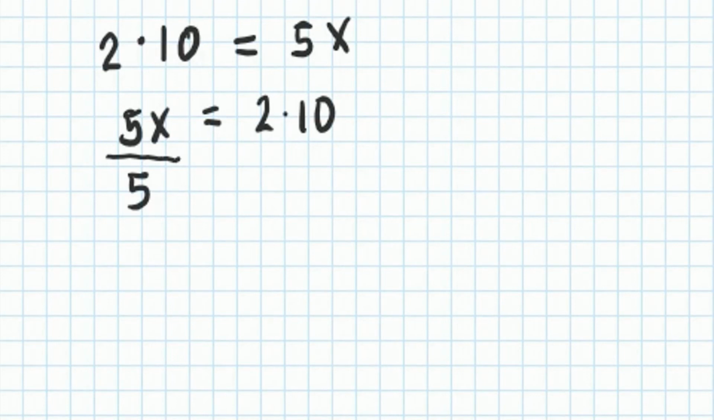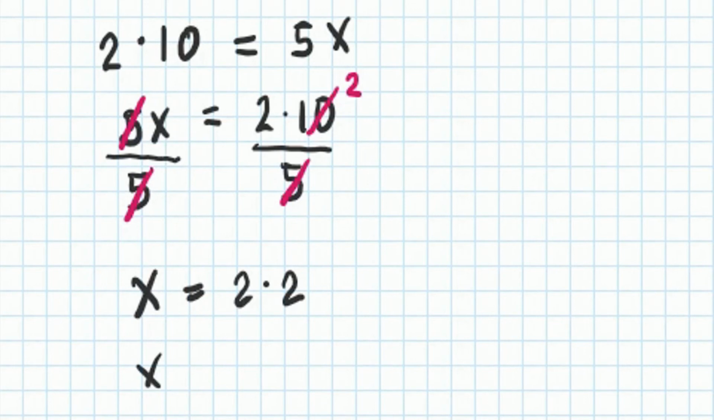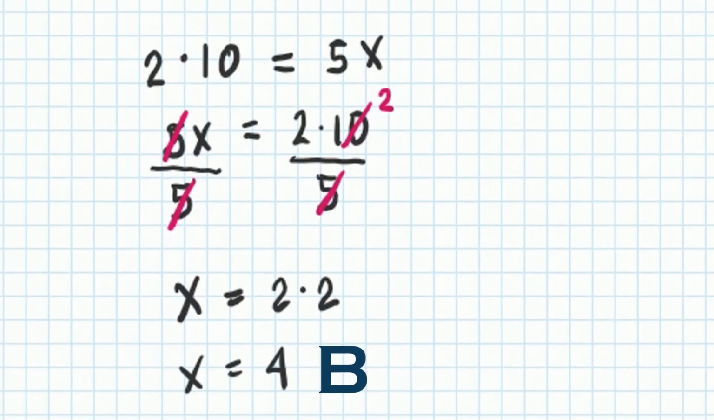To remove 5 from the variable x, we divide both sides of the equation by 5. x is the only term that will remain on the left side, and on the right side, 2 times 2. Thus, x will be equal to 4. Letter B, on our choices.